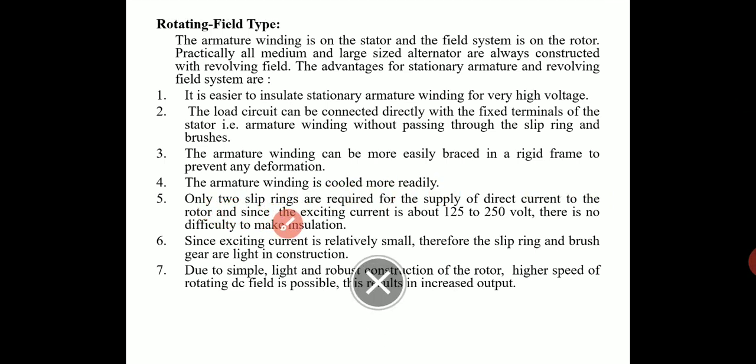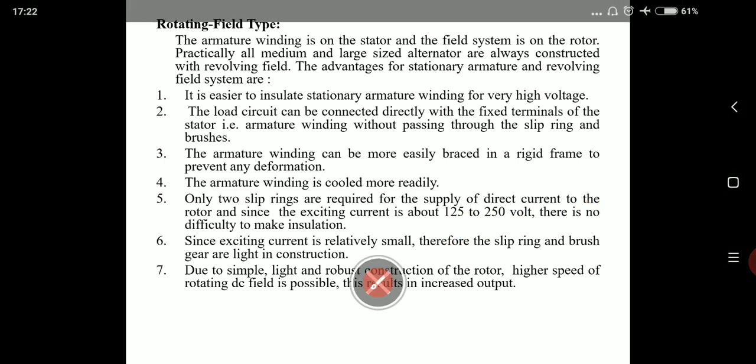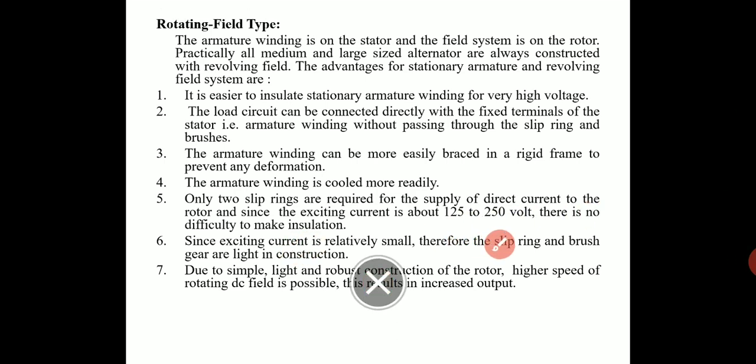Fifth, only 2 slip rings are required for the supply of direct current to the rotor. Only 2 slip rings are needed for the rotor, because to the rotor part we give DC excitation in the generator. So we do not need extra slip rings for the armature circuit or the stator circuit. The sixth one: since the exciting current is relatively small, the slip ring and brush gear are light in construction and small in size.